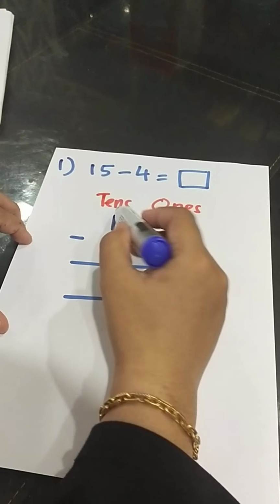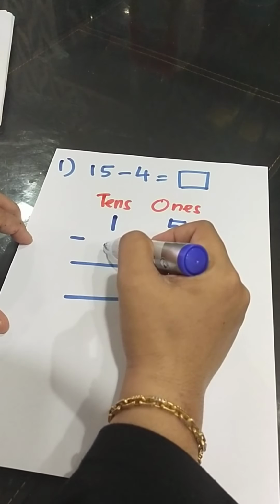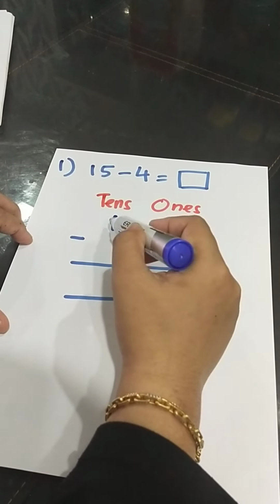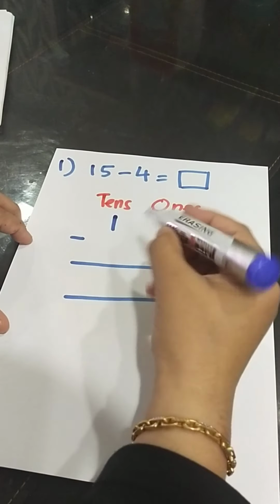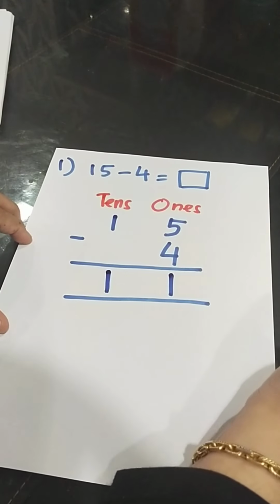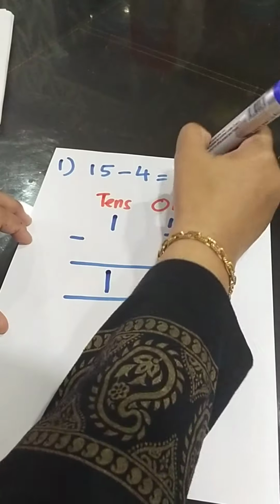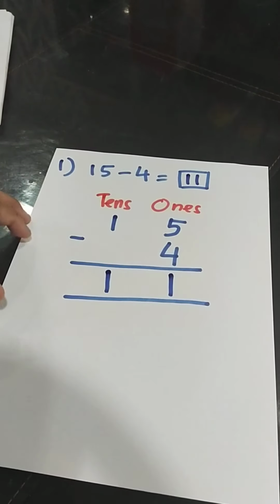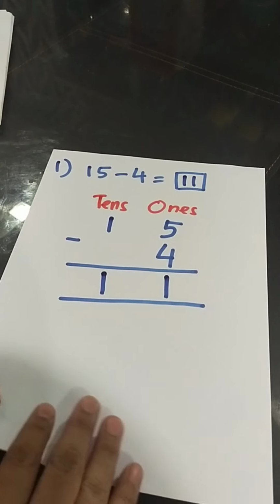Okay, at tens we have 1. 1 minus 0. No number means 0. So 1 minus 0 is 1. So the answer is 11. Okay, this is subtraction without regrouping that you already learned before this.